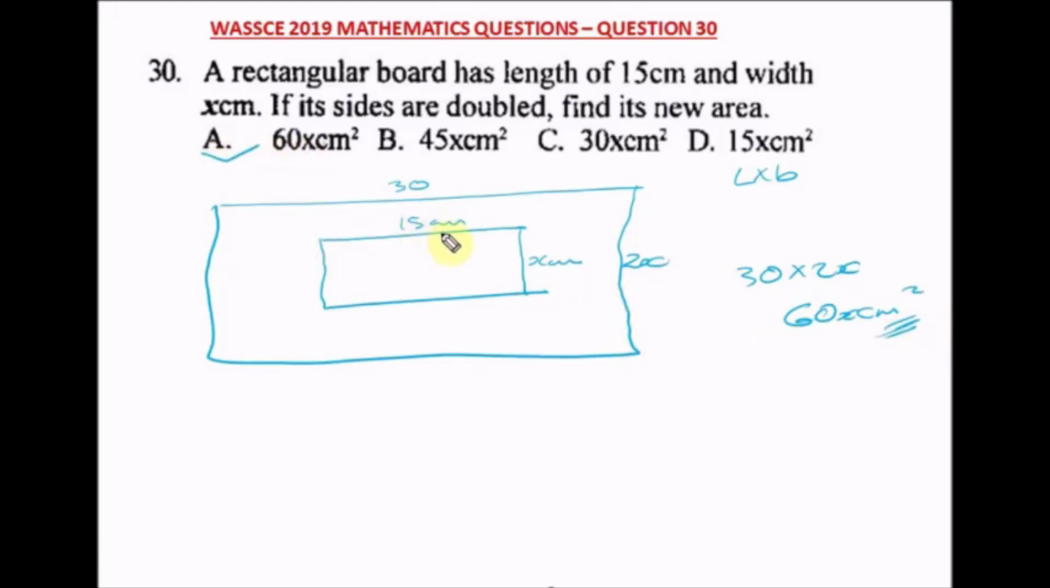It's quite simple. It's just interpretation. If its sides are doubled, doubled means 15 plus 15, which is 30, and x plus x, which is 2x. When you multiply it, 30 times 2x will give us 60x. So our right option here is option A.